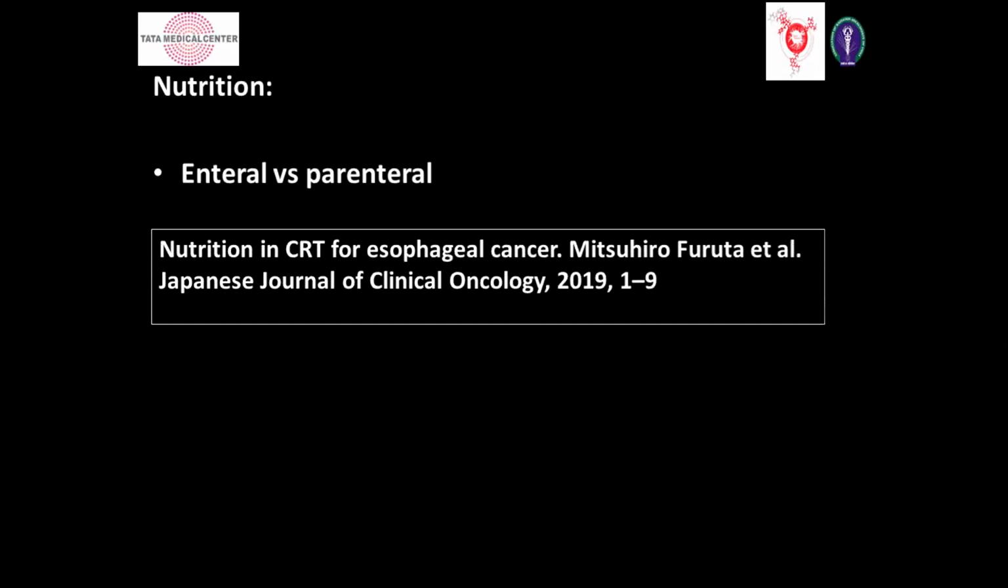Now, what kind of nutrition is it, whether enteral nutrition or parenteral nutrition? Everything has to be on evidence. So there was this Japanese group that has done an RCT on patients who are going for a radical CTRT for esophageal cancer. One group was given enteral and another parenteral nutrition separately.